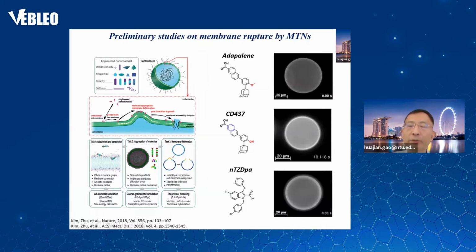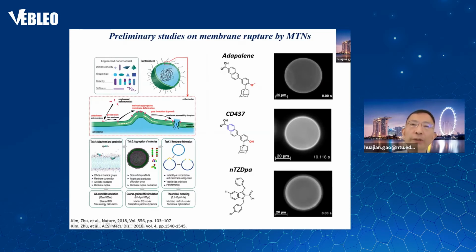For example, we consider 3 molecules. One is adapalene, then CD437, and NTZ, DPA. These are chemical compounds similar in size, but with very tiny or minor differences. For example, adapalene and CD437 differ only in the root OH group. NTZ, DPA shows some differences in structure.